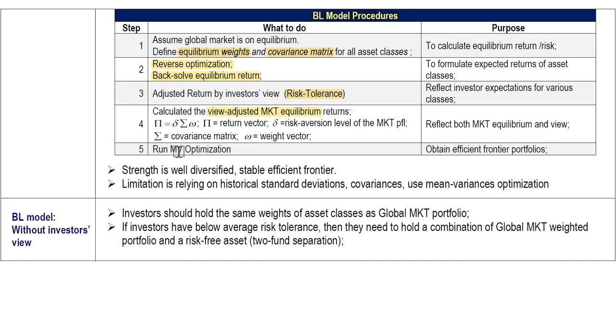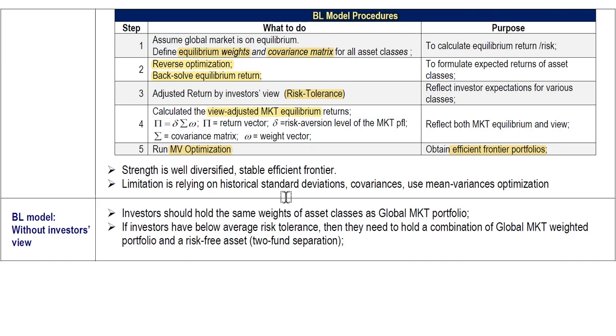And then the final step is using the expected return we already calculated based on the Black Litterman model. Then we run the mean variance optimization and define the efficient frontier of the portfolio. So these are the basic concept and procedures for the Black Litterman model.